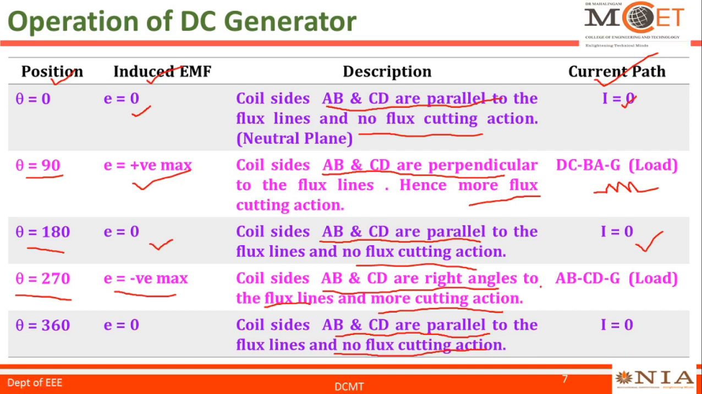So we come to know that the induced EMF in a DC generator is an alternating one. How do we convert that induced AC voltage into DC voltage? Referring to our previous discussion, we may convert the induced EMF into DC with the help of a mechanical rectifier called a commutator.